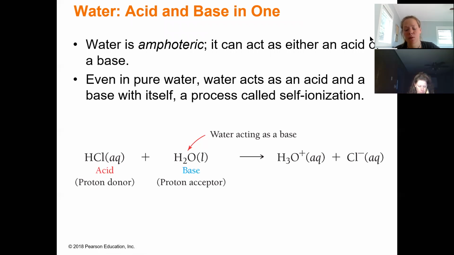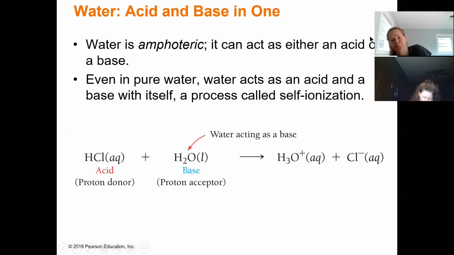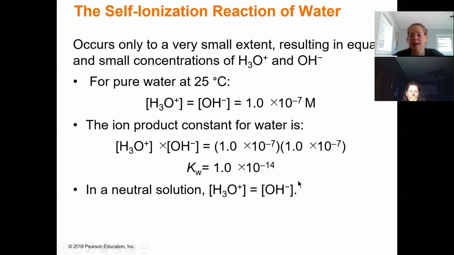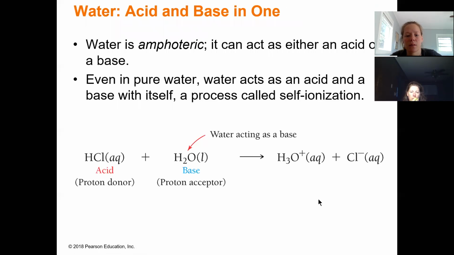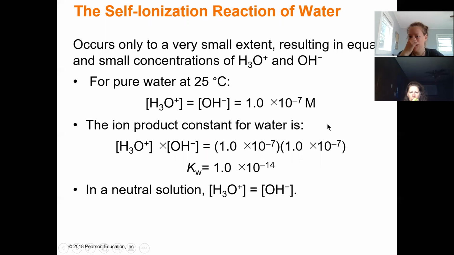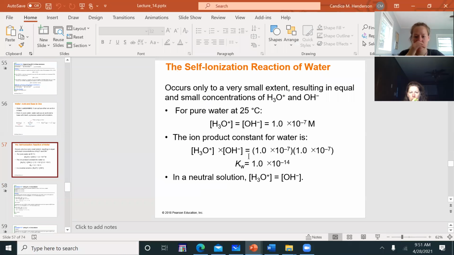All right, so we're gonna move into some calculations here. We talked about this idea of water as being amphoteric, meaning it can be either an acid or a base. Even if you have a sample of 100% pure water, there's nothing else in it, the water will ionize with itself. Here, water is acting as a base. So water will ionize with itself, meaning it does this.